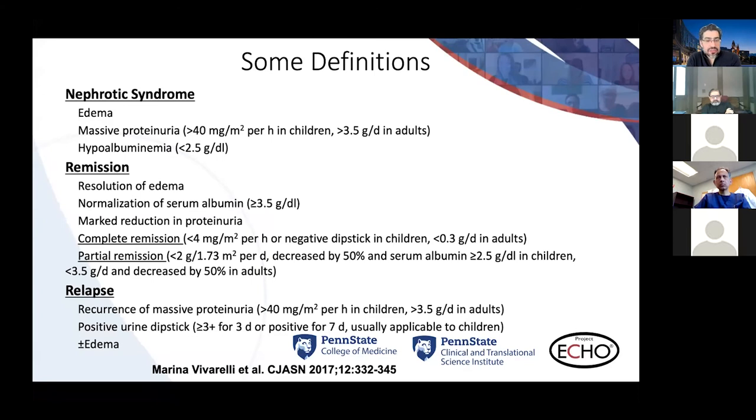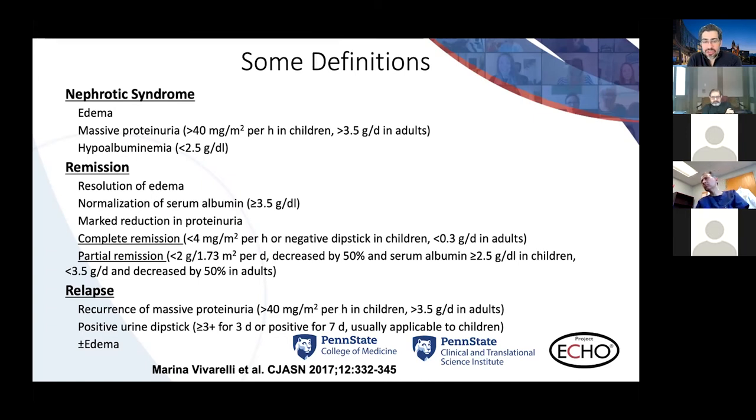Remission is based on clinical remission: resolution of edema, albumin normalized to more than 3.5, and reduction in proteinuria. What would you describe as complete remission? In kids it's below 4 milligram per meter square per hour, or negative on dipstick, and in adults it's less than 0.3 grams per day.